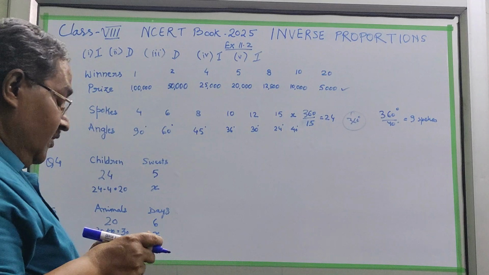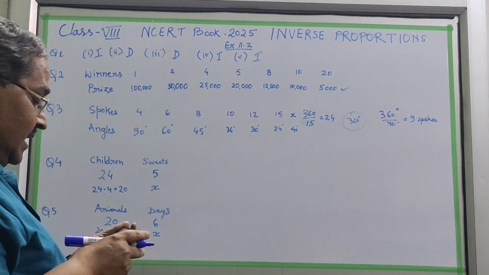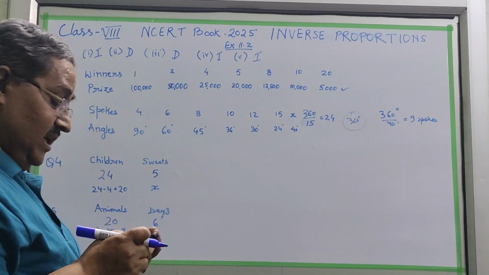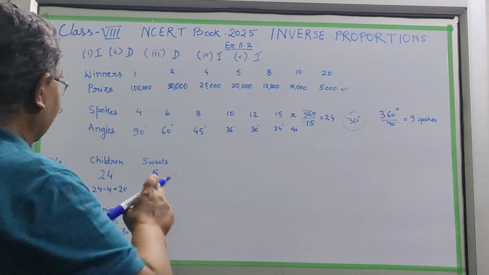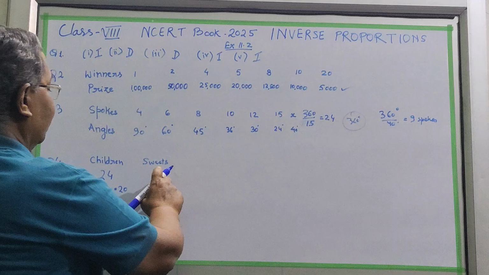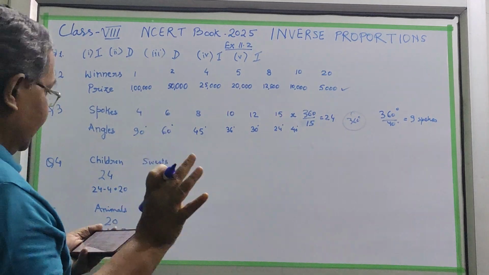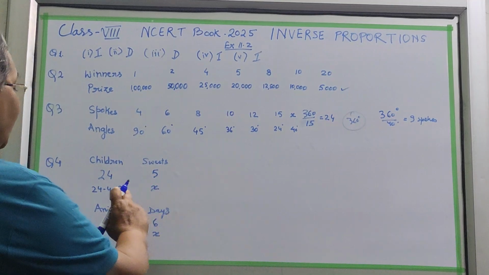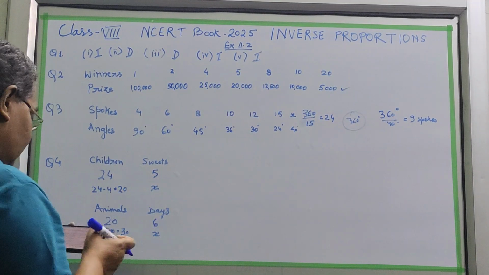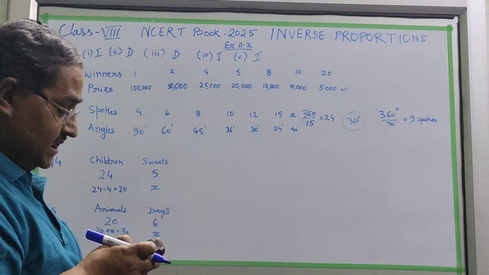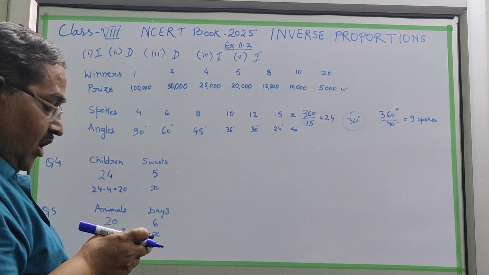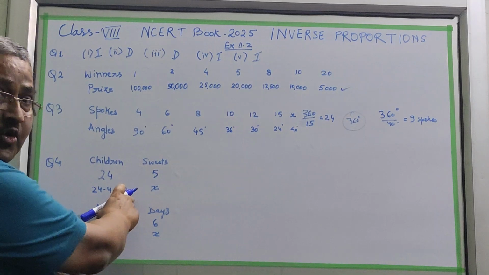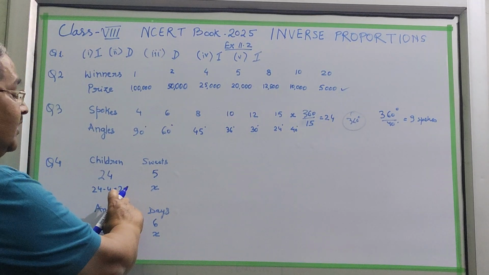Now coming to the fourth question. If a box of sweets is divided equally among 24 children, they will each get 5 sweets. So 24 children will get 5 each. Now the other part of the question is, how many would each get if the number of children is reduced by 4? So the number of children will be 20.